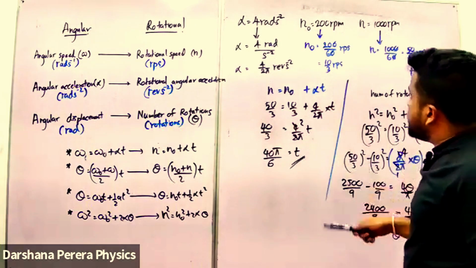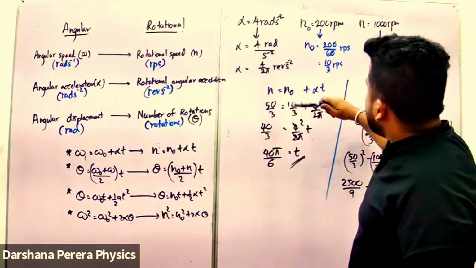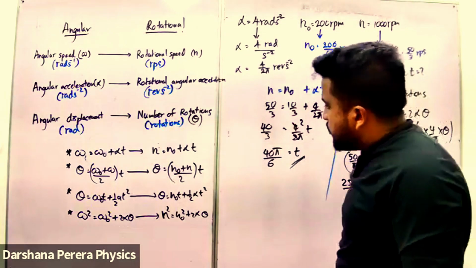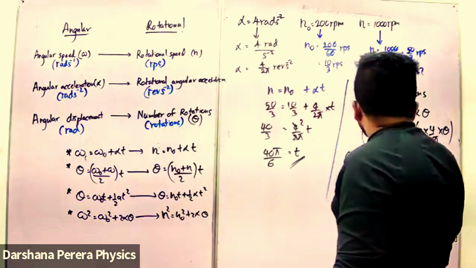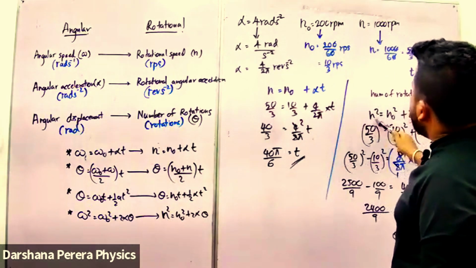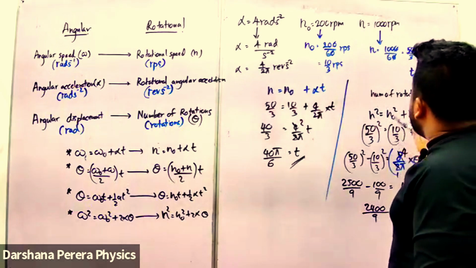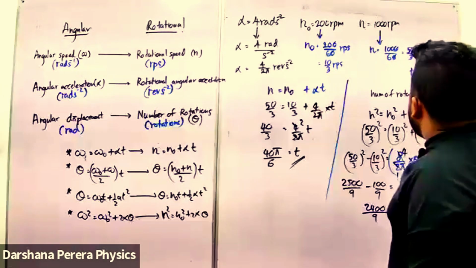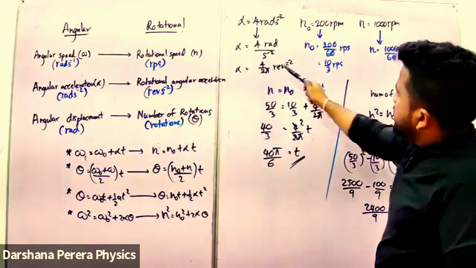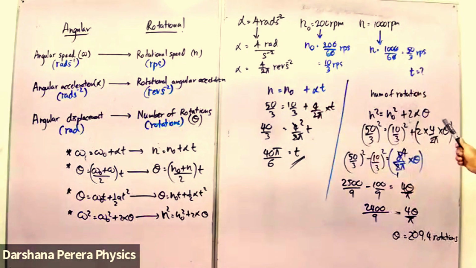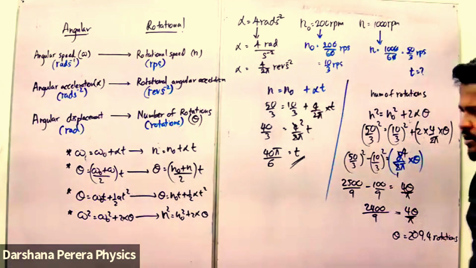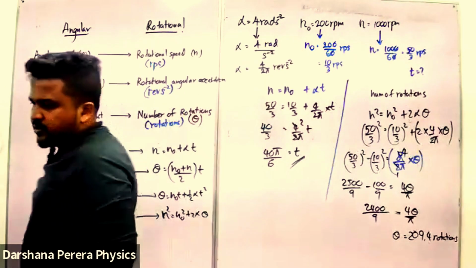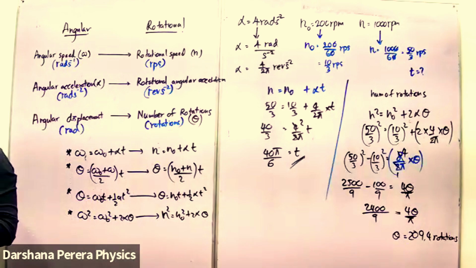Then number of rotations. How can we get the number of rotation? We have to use the equation n squared equals n naught squared plus 2 alpha theta. From this equation, n equals 50/3, n naught equals 10/3, 2 alpha means 4/25, theta. Therefore, we substitute, then we get the number of rotation. Write down. This is the simple method.